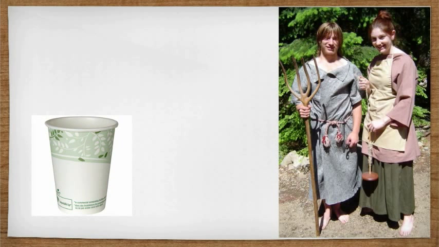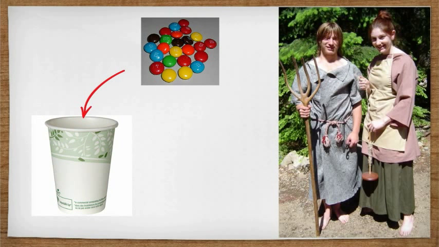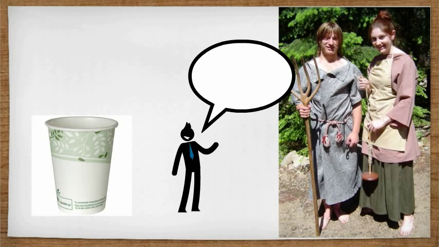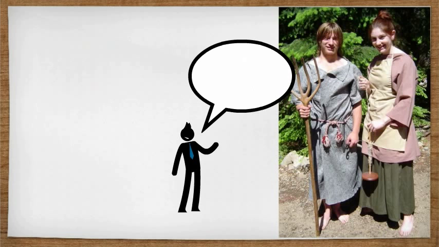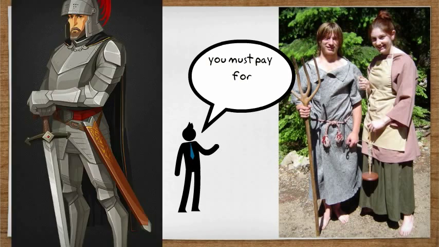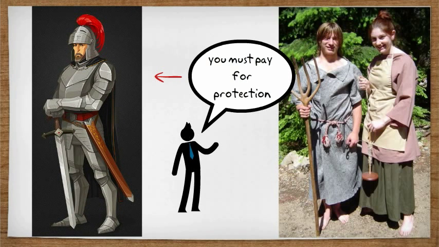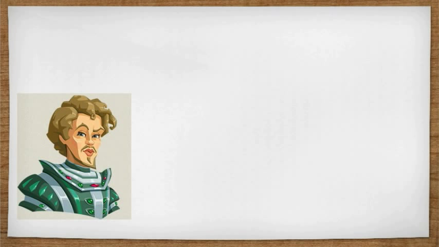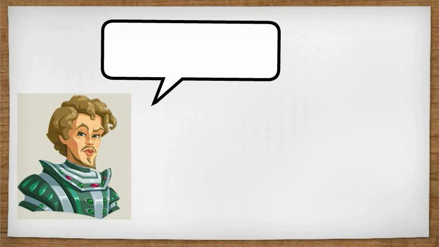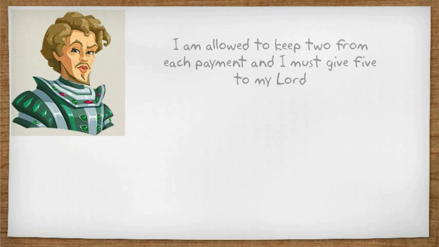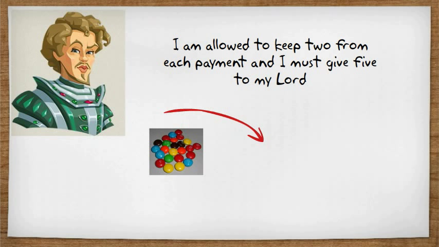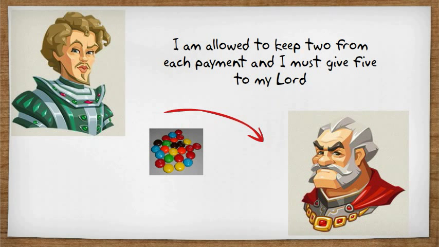Each peasant is given a Dixie cup with exactly 10 M&Ms in it. The peasants will be told that the M&Ms represent the crops from the land that they have tended. Then the peasants will be told that they must pay for the protection that they receive from their lords with some of their crops. Their assigned vassals will confiscate 7 M&Ms from each peasant in that noble's fiefdom. From each peasant's payment, the vassal may keep 2 of the M&Ms, but he or she must give 5 of them to their noble to pay for their loyalty.